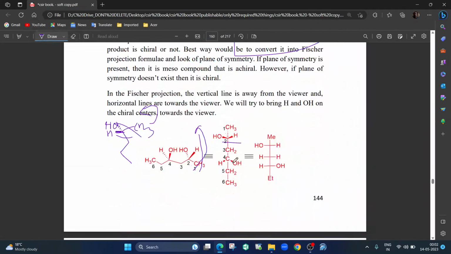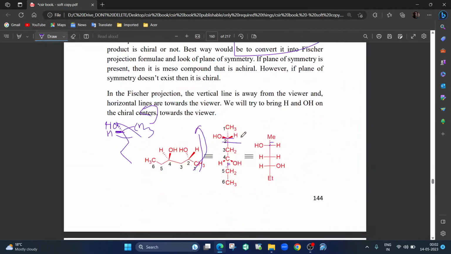In the Fischer projection formula, basically the vertical line is away from the viewer. So this Me is away from the viewer, so we put this CH3 in the vertical line. Similarly, this Et was also away from the viewer. I should have drawn that, I missed it. And then OH and H are, sorry, away from the viewer here, and this OH and H are towards the viewer. Similarly, this OH and H are towards the viewer, so they come in the horizontal line.